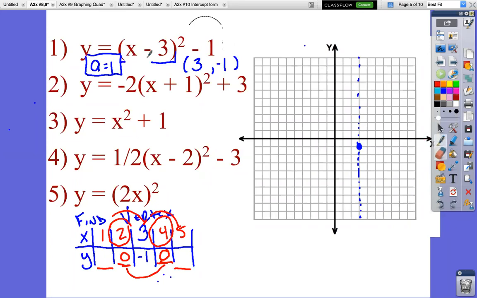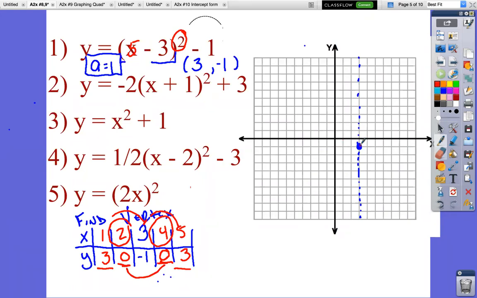So let's plug in 5. What is 5 minus 3? 2. And 2 squared is? 4. 4, and 4 minus 1 is 3. There you go. So this is one way to graph. Now you plot the points. But I want you guys to see this, because you will never see me make a table again.